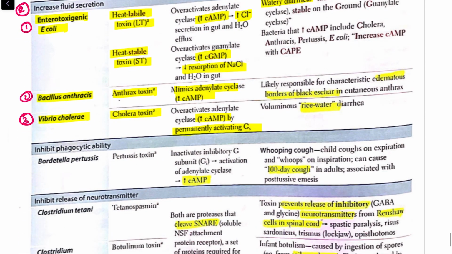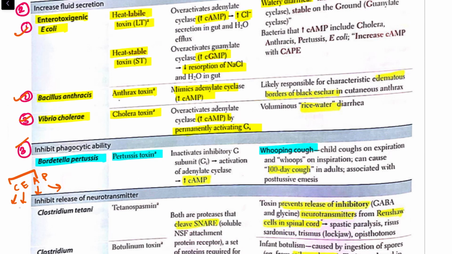Next mechanism is by inhibiting phagocytic ability. So here the example is Bordetella pertussis, the pertussis toxin. It also increases cAMP and it leads to whooping cough. So the mnemonic for those that increase cAMP is CEAP. C is for cholera, ETEC, anthrax and pertussis. All of these increase cAMP. Then of the above, the first three cause an increase in fluid secretion, while this one causes decreased phagocytic ability, right?